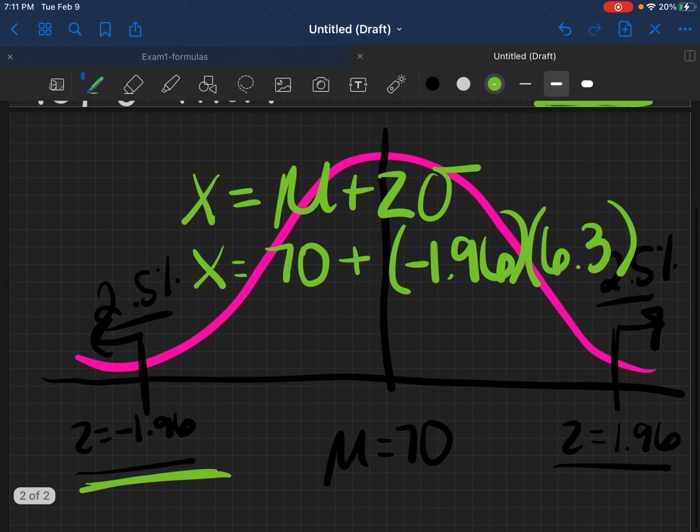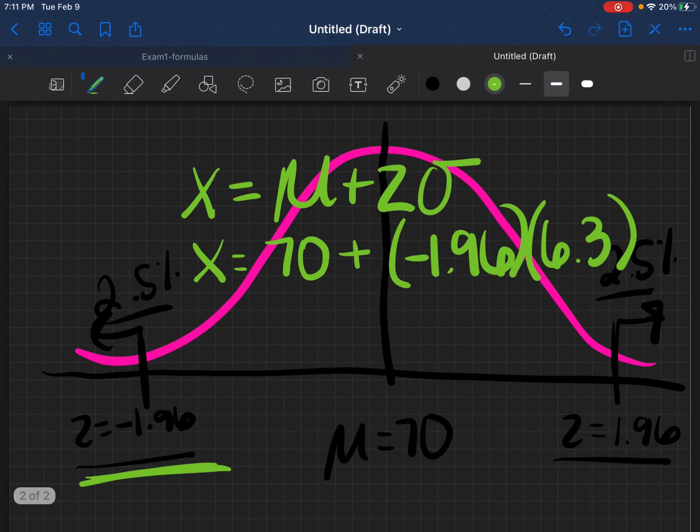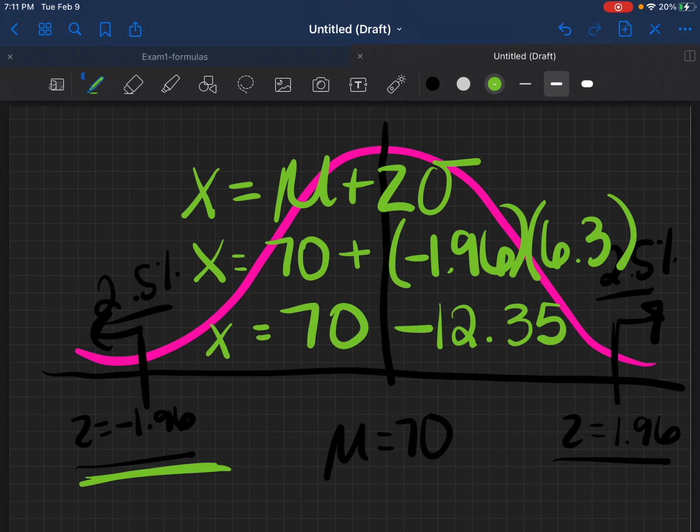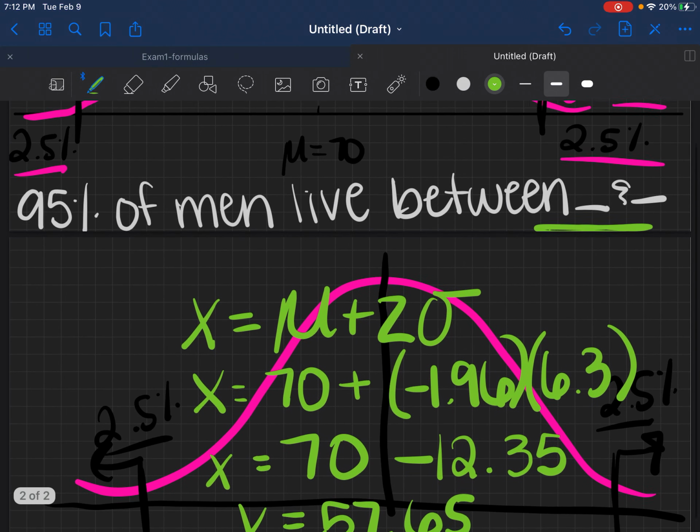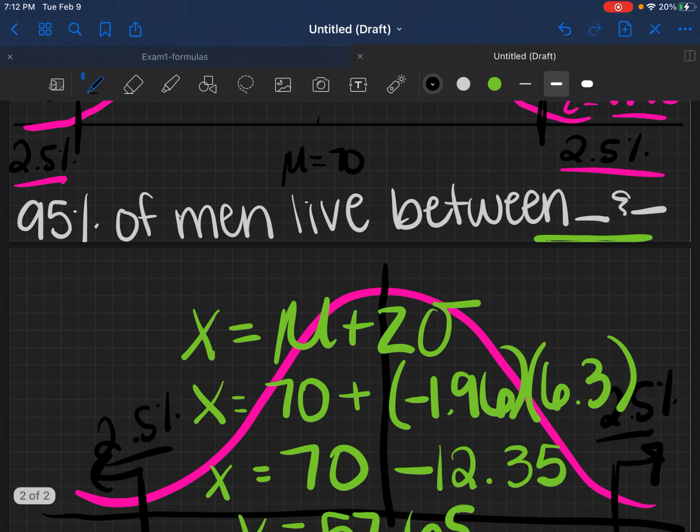Okay, so I'm just going to plug this into my calculator. First, I'm going to do a negative 1.96 multiplied by 6.3, and that gave me negative 12.35. So then I'm going to subtract that from 70. So 70 minus 12.35. That gave me x equals 57.65. So that's going to be our first number here in our answer.